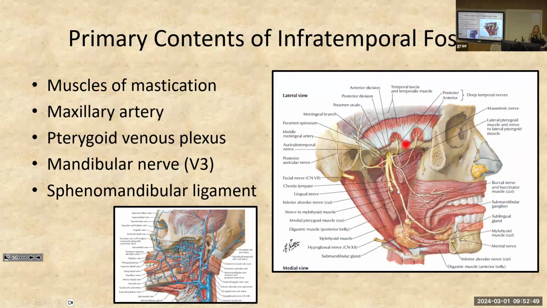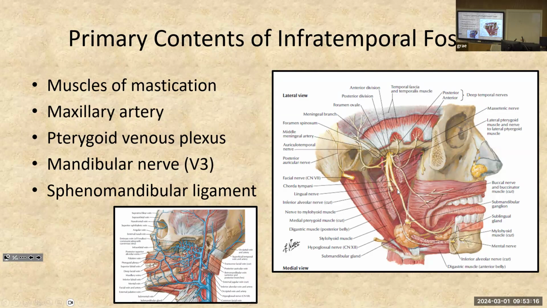Now, that's cool, and this is what your dissection will look like, but this is what you're going to start with. You're going to have a dense venous plexus, this pterygoid venous plexus, in the infratemporal fossa. It's kind of frustrating to dissect. I remove a lot of the veins so that I can see the nerves and the muscles and the arteries that I'm looking for.